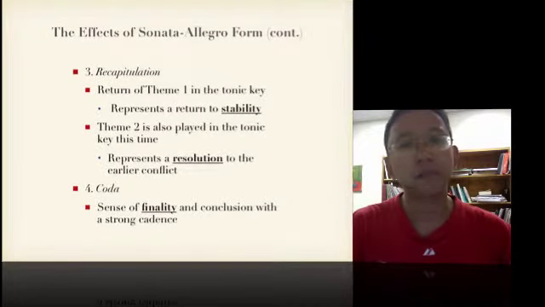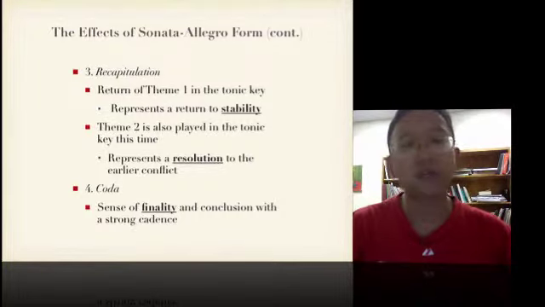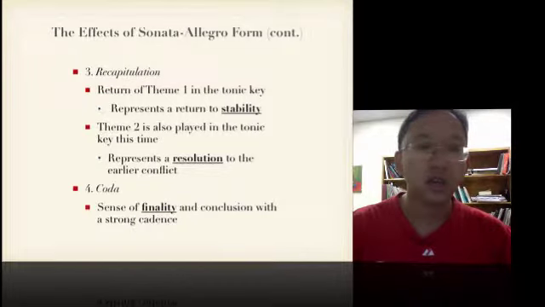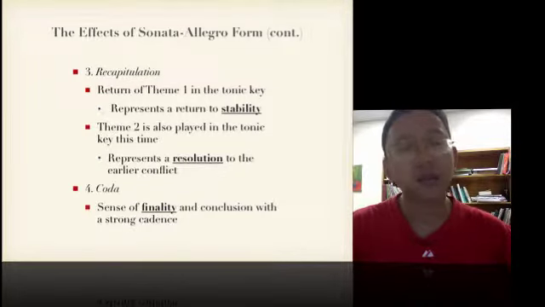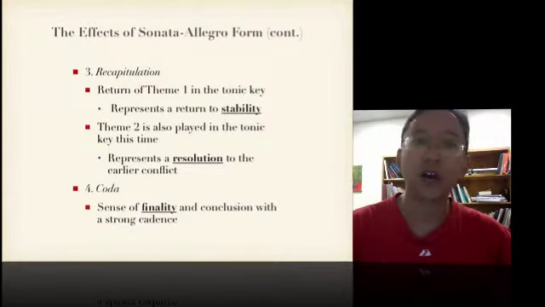And then in the recapitulation, the return of theme 1 in the tonic key represents a return of stability, and when the second theme or second main melody is played in the tonic key this time, that represents a resolution to the earlier conflict.